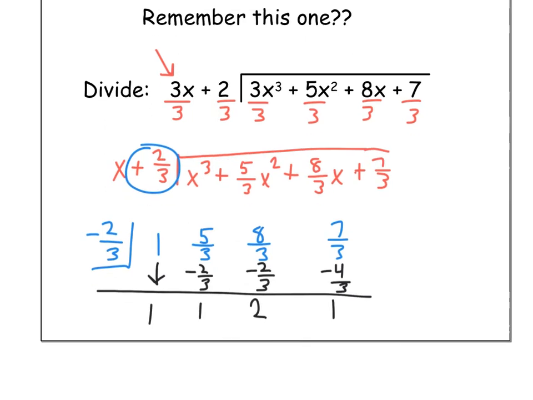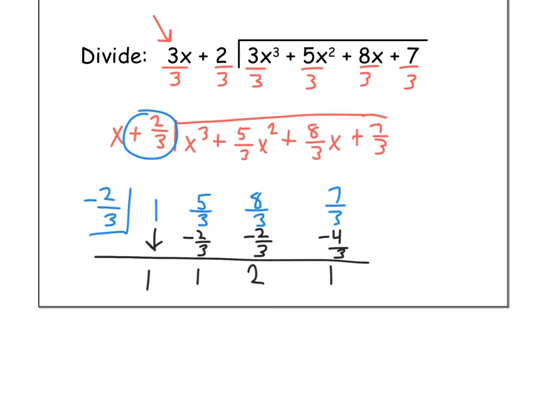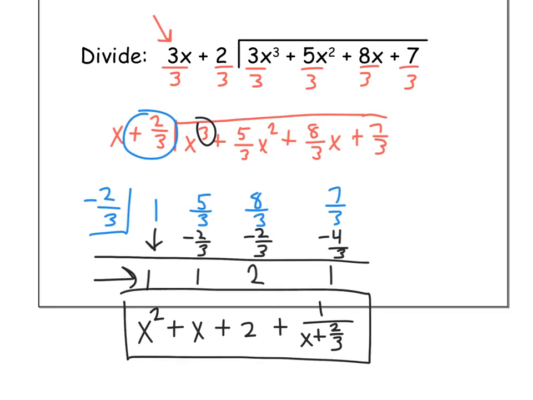Okay, so cleaning this up so we can write our answer. Again, if you remember the way synthetic works, the answer is always 1 degree lower than what we started with. So we started third degree, so our answer is going to start as a second degree. And we have the coefficients right here, so we have 1x squared plus 1x plus 2. And then the remainder always goes over whatever we were dividing by. Okay, so that would be a way of writing the answer.